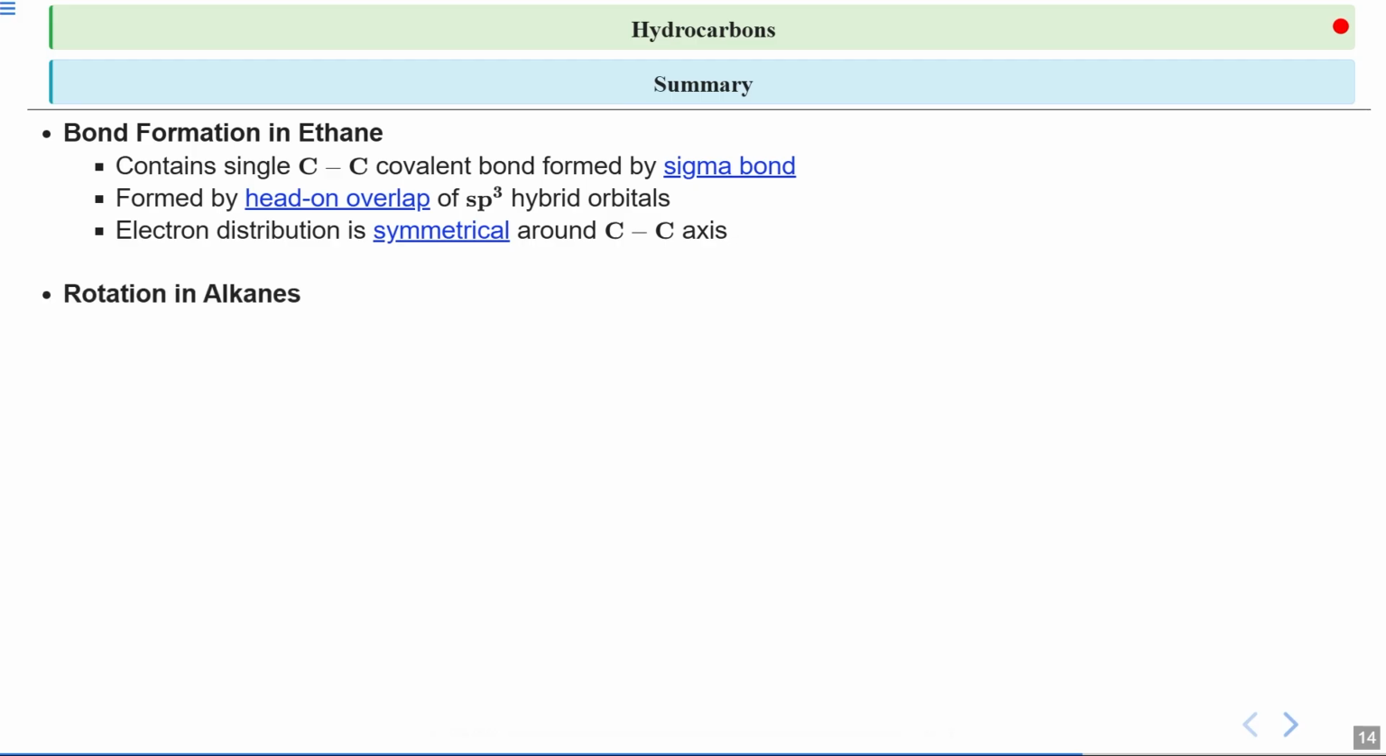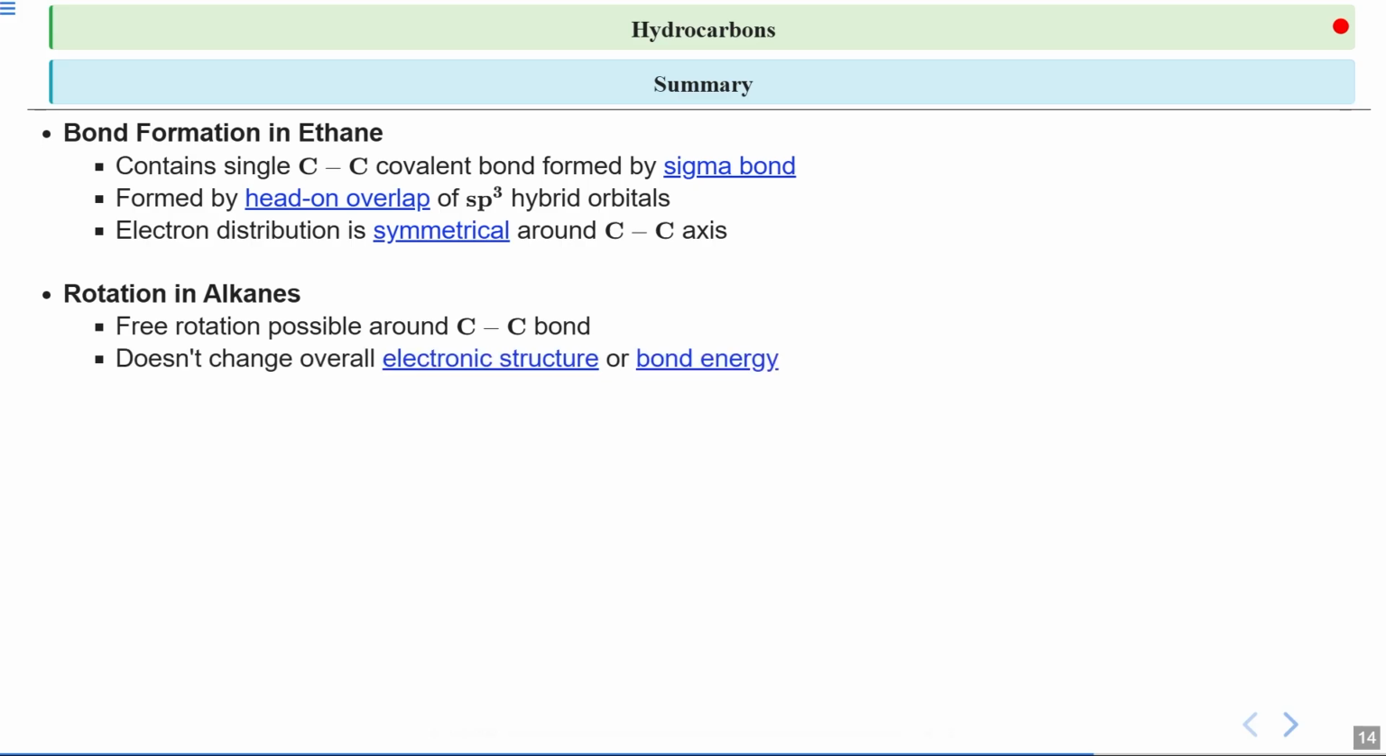Now, this symmetrical electronic distribution is the reason for rotation in the case of alkanes. Due to this symmetrical distribution, free rotation is possible around the C-C bond. The rotation is of course free, but still it needs some energy. At the same time, it is not changing the overall electronic structure and the bond energy of the molecule. The stability of the molecule remains intact despite this rotation.